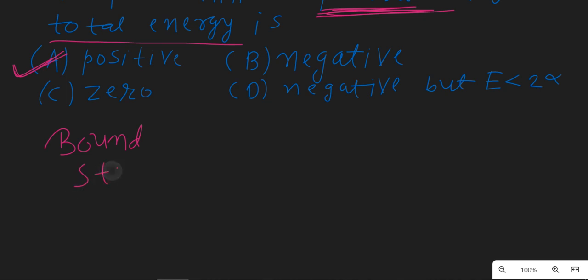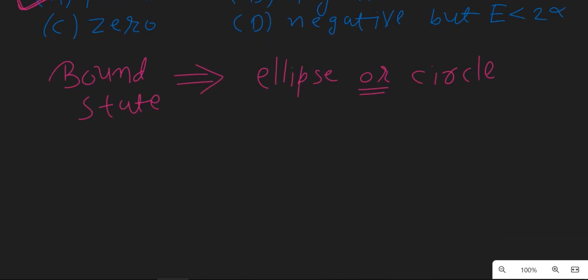In a bound state, the shape is an ellipse or circle. If the shape is an ellipse or circle, then it will be a bound state. And you know what a bound state is? A bound state is a state in which energy is negative. Something is bound, something is bounded, so its energy must be negative. So for a bounded system, energy is negative and the shape is an ellipse or circle.